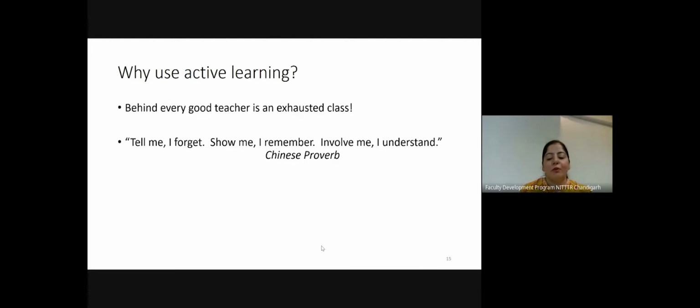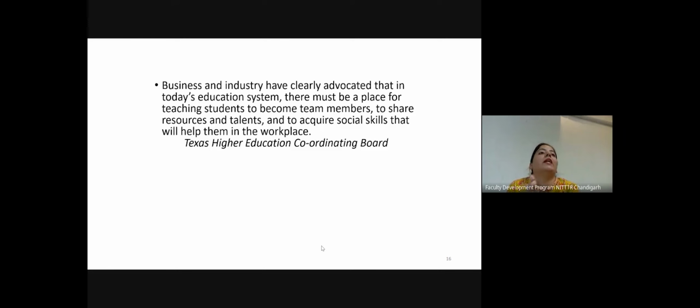Business and industry environment also clearly advocated that in today's education system, there must be a place for teaching students to become team members, to share resources and talents, and to acquire social skills that help them in the workplace. It means at institute level, specifically for diploma level institutions, 60% weightage as per the curriculum is given to the practical skill and just 40% weightage to the theoretical component.